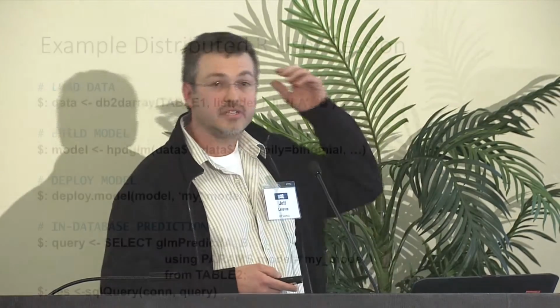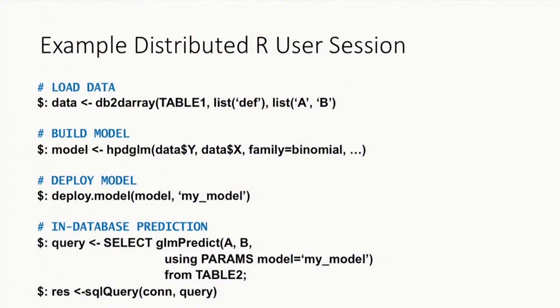For example, if we look at Distributed R, this looks like the pipeline I just showed you. We have a load, build, deploy, and then in-database prediction. Load is simply loading your database data to a distributed array with the table and some parameters. Model is the model function there with some parameters, data X and Y. Then deploy model, as I said, we like to keep it simple. Something like deploy.model, and you give the model a name. And then for in-database prediction and scoring, you can simply write a SQL query, select using this particular predict function, my parameters, and my model from a particular table.